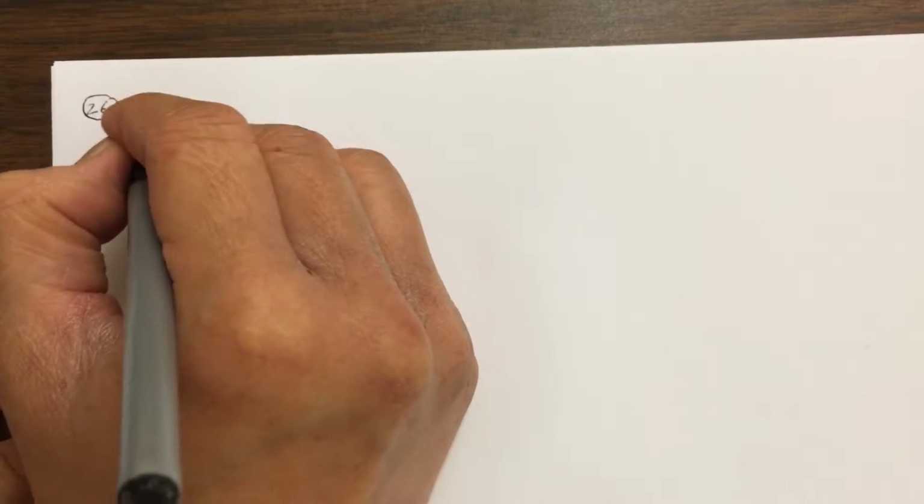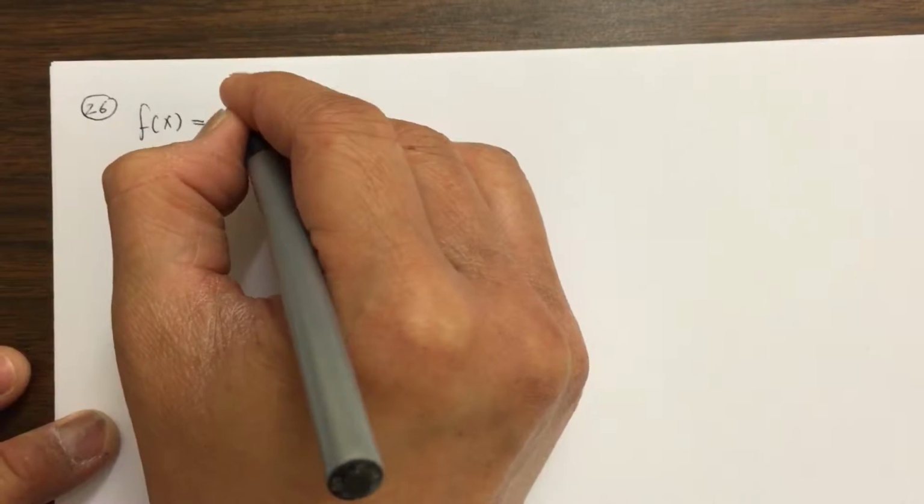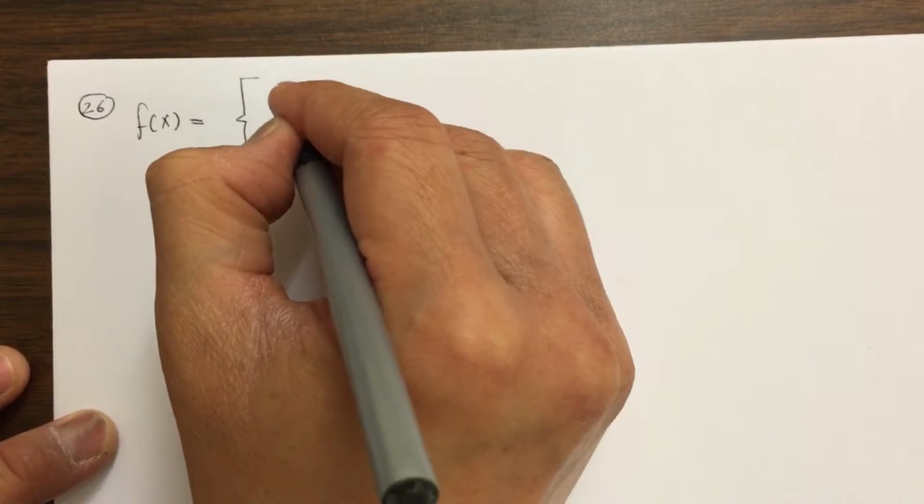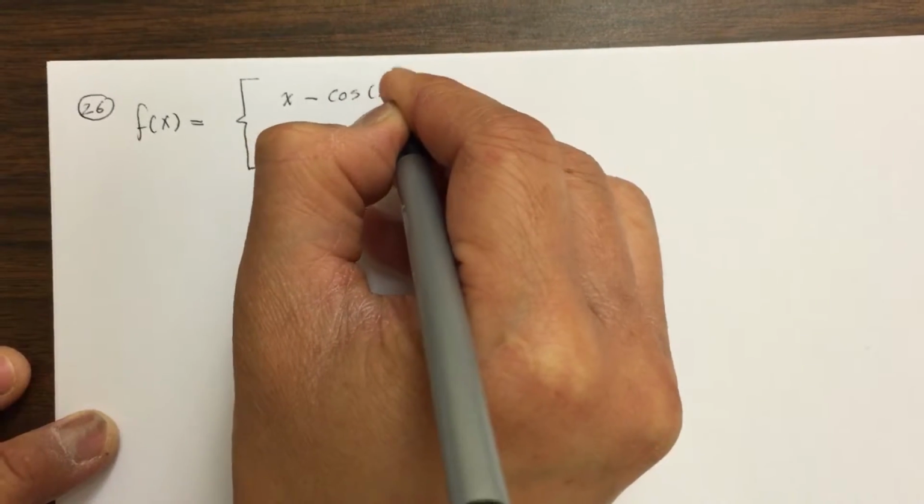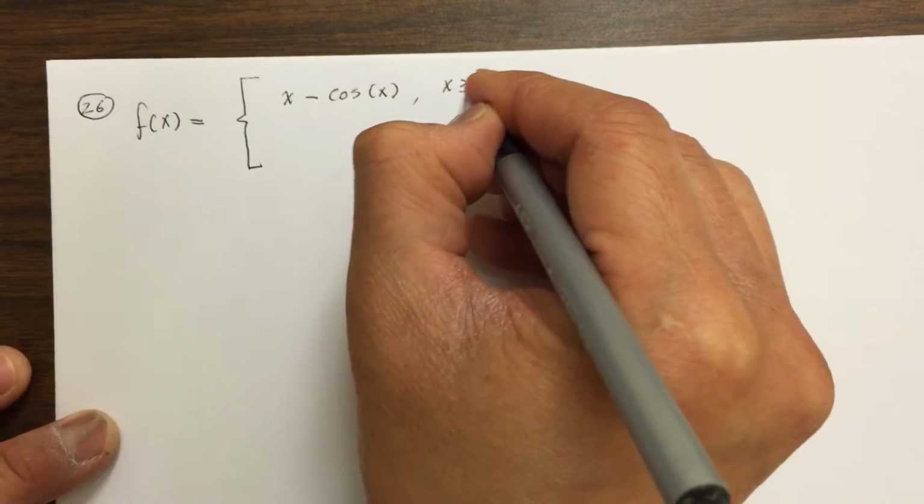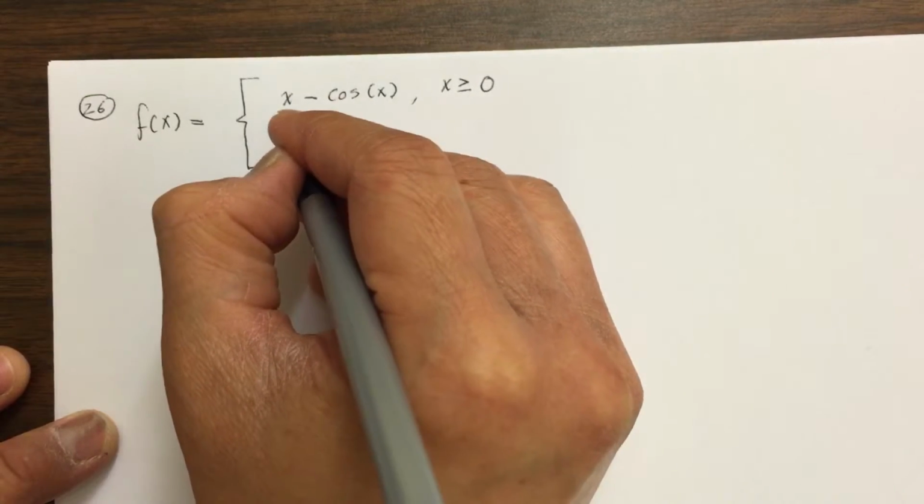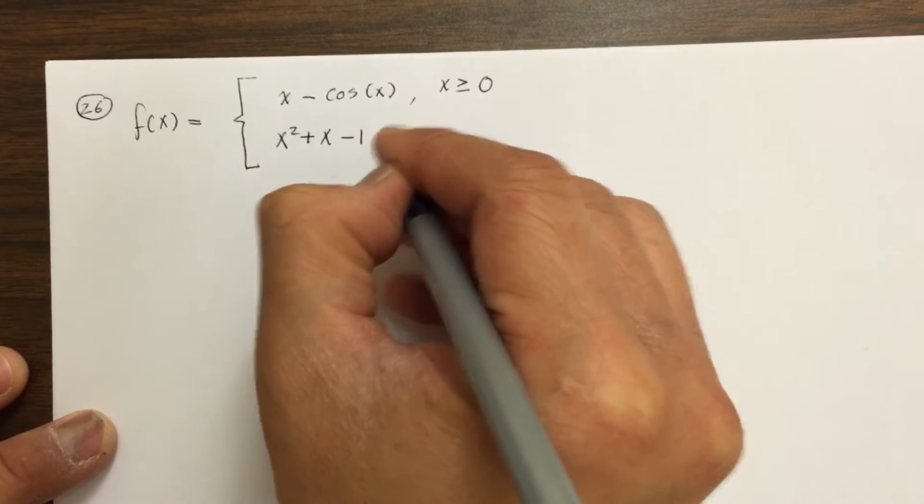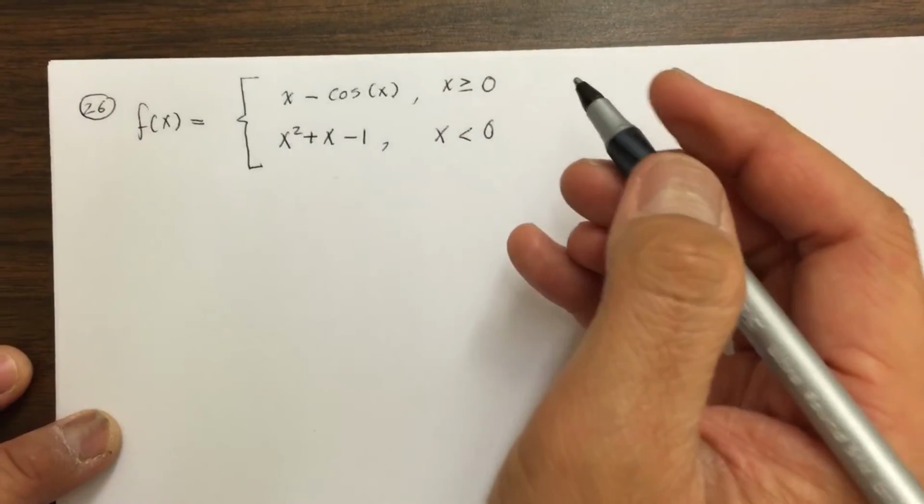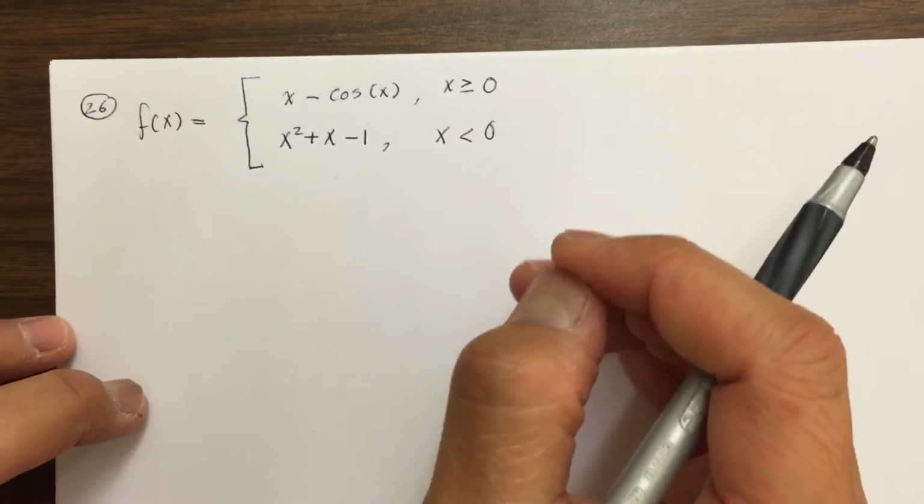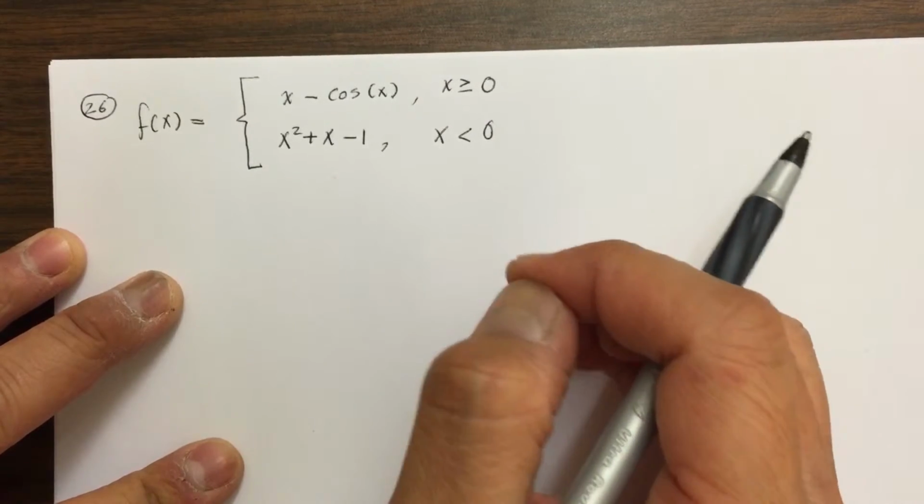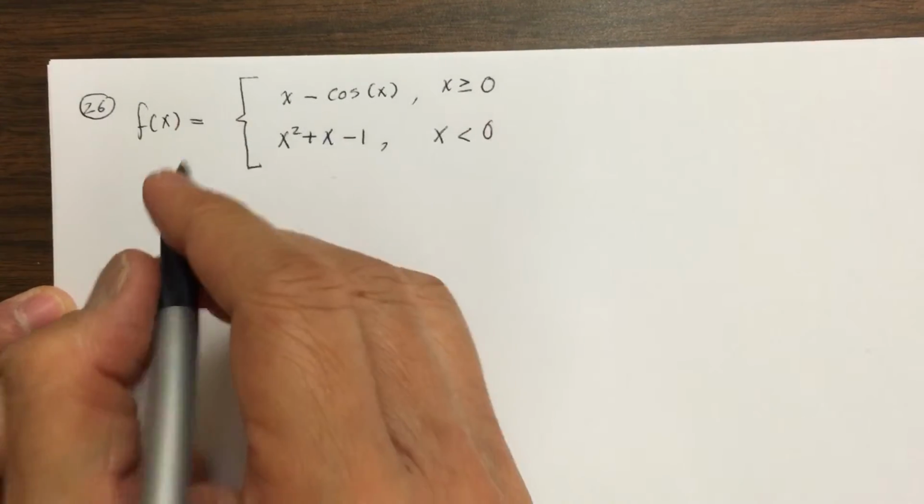We will now move on to number 26. Number 26 gives us a piecewise function, and it wants to know which one best describes the function. So we first check for continuity.